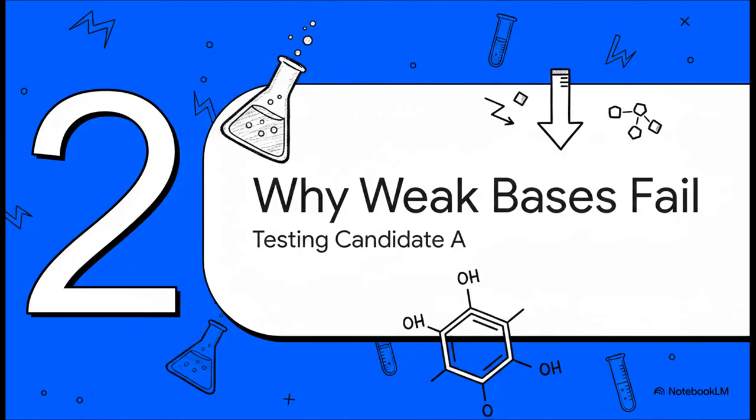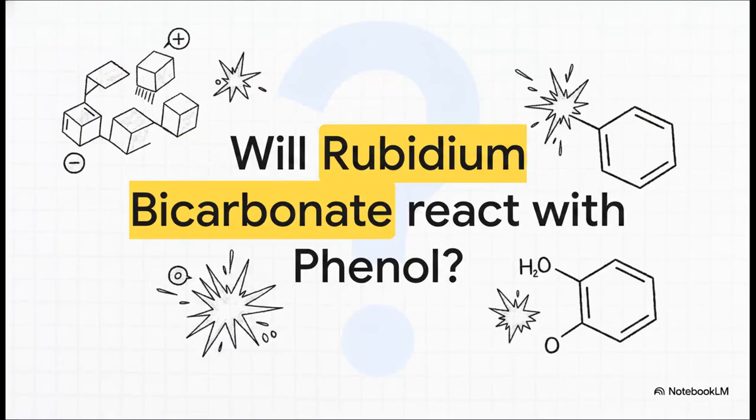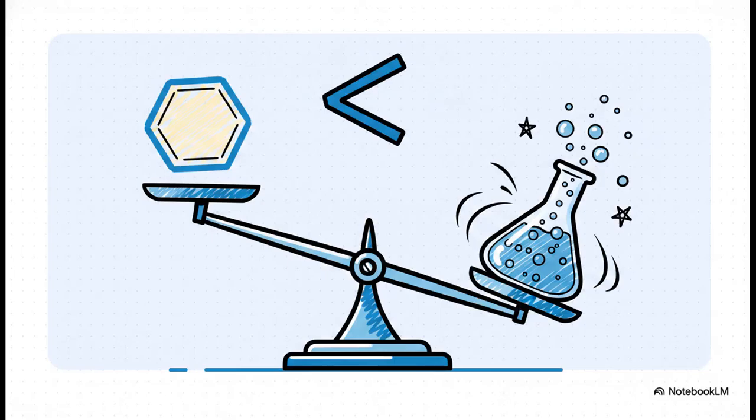Moving right along to Section 2, why weak bases fail. Okay, so the big question for our first pathway, will rubidium bicarbonate, our candidate A, actually react with phenol? Does this specific compound have the juice to break phenol's bonds and force a chemical change? To answer that, we have to look at comparing acidity. You see, one really simple rule governs this whole interaction. Phenol is significantly less acidic than carbonic acid, or H2CO3. And honestly, that relative difference in acidity, that is absolutely the crucial deciding factor here.